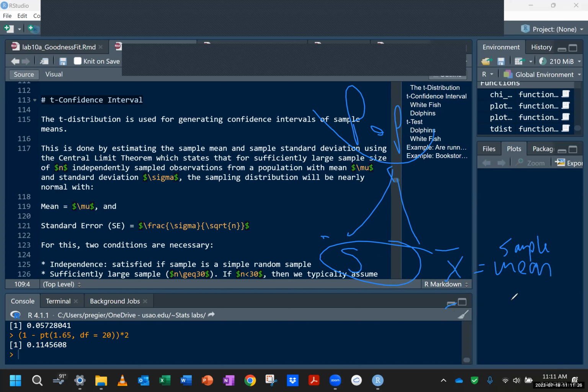S is the sample standard deviation. And those are being used to estimate mu, some kind of population mean. And often we don't know sigma. Often it's unknown. That's our population standard deviation.